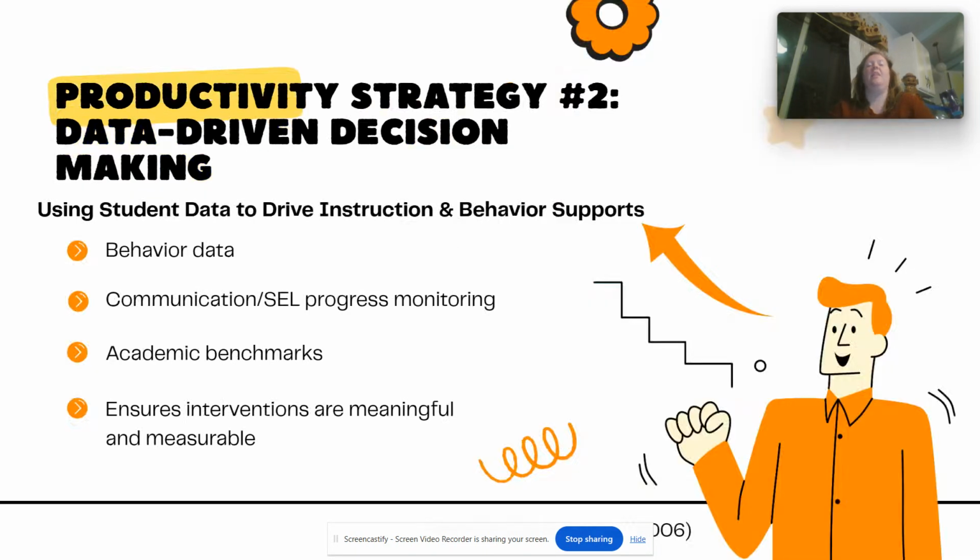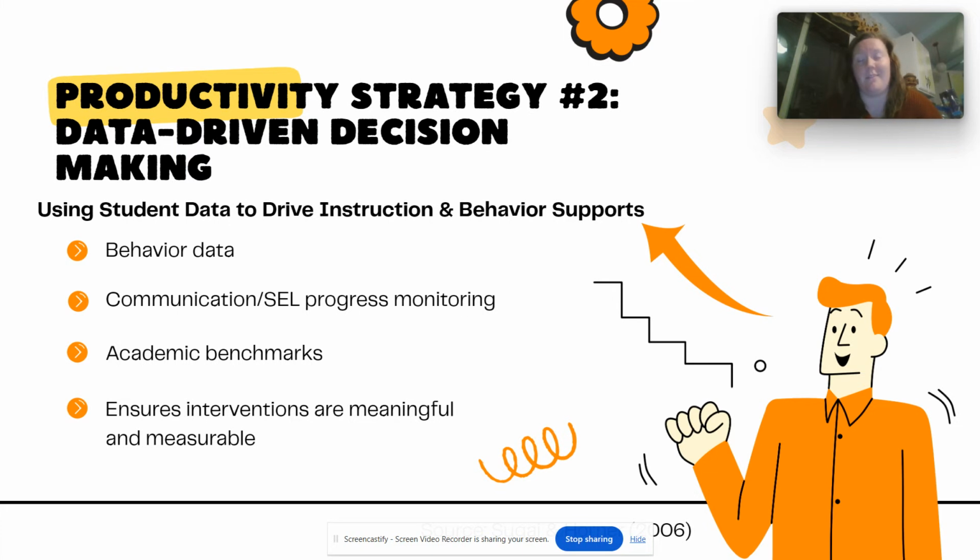The second strategy of productivity is data-driven decision, what we were just talking about. So we need to use that student data that we have to drive instruction and behavior supports. The big part of that is having behavior data.